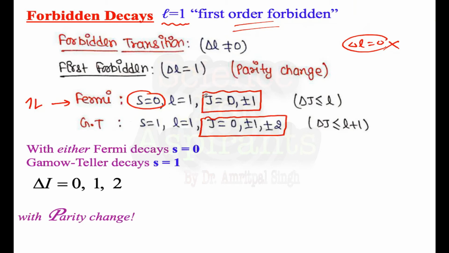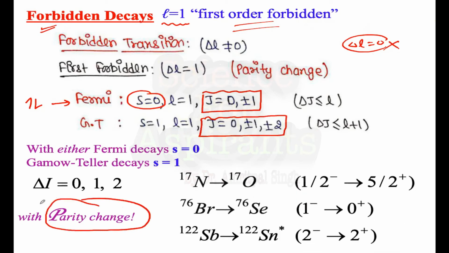Here one more thing: parity gets changed because L is being changed. The identification of a forbidden transition is that the parity is changed. In the allowed transition there is no change in parity, while in a first order forbidden transition there is a change in parity. These are some examples you can see, and they are first order forbidden transitions.